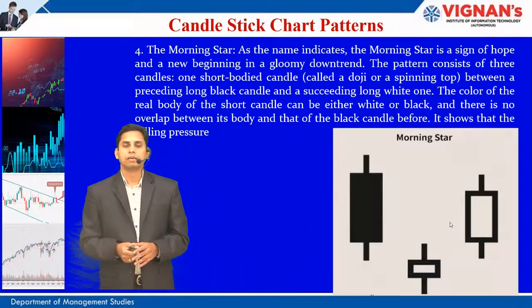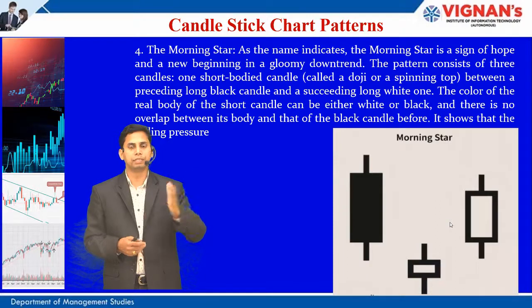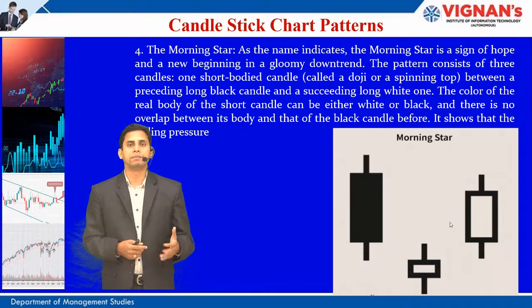Next, the fourth pattern, that is the morning star. Again, this is one of the patterns most traders use. As the name indicates, the morning star is a sign of hope of a new beginning in the gloomy downtrend. It means there is hope when the markets are moving downward. When the markets are moving in the downward direction and a morning star forms, it is a hope that maybe the markets are going to reverse.